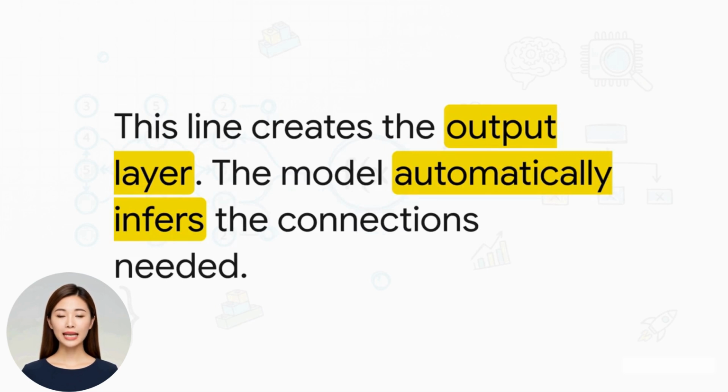And the next line is even simpler. It just says dense 2. This creates our output layer with 2 neurons. See how we don't have to tell it where to get its inputs from? The model is smart enough to figure that out on its own. It knows the last layer had 5 neurons, so it just automatically connects everything up.